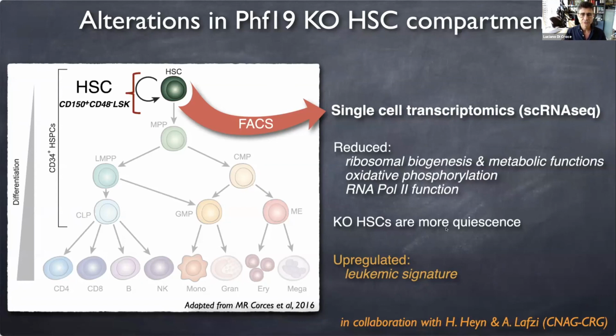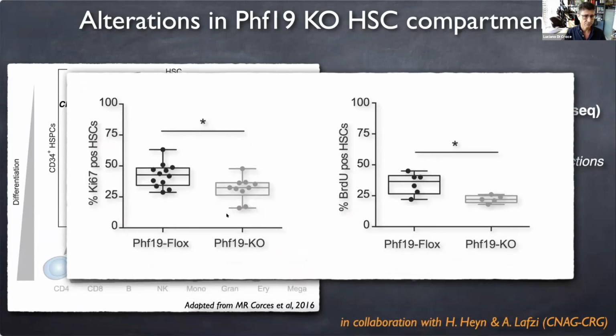But can we prove that the cells are more quiescent by using an orthogonal approach? Yes, we did. We performed Ki67 staining, and in knockout hematopoietic stem cells, the staining is reduced. If we perform BrdU incorporation, these cells are less capable of incorporating BrdU, which means that the cells are more quiescent. So this suggests that PHfI9 knockout leads to a more quiescent state in hematopoietic stem cells.